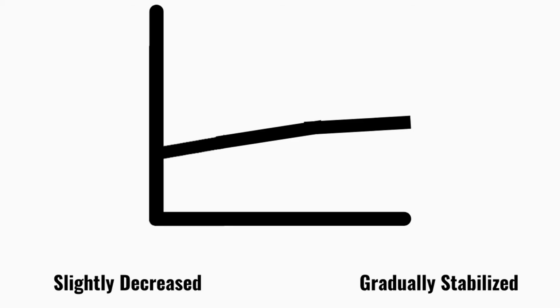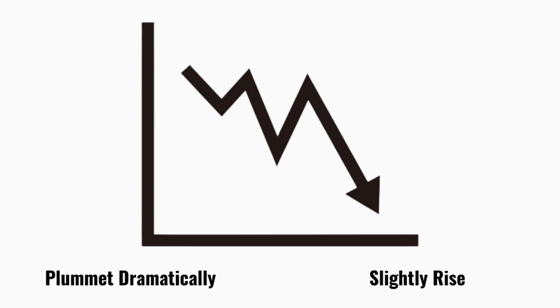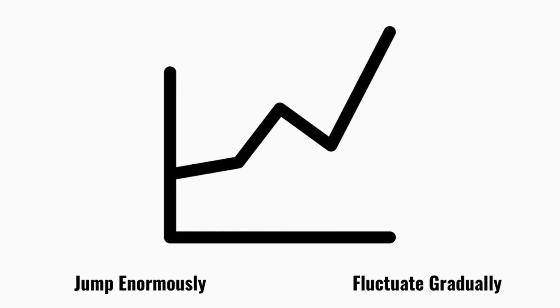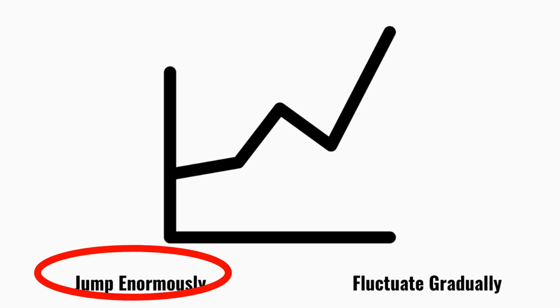Now I'm going to show you 3 graphs, and I'll give you 2 possible choices to describe the graph. In these cases, we're going to combine the verbs and adverbs that we've learned to accurately describe the graph's movements. In the first example, we have gradually stabilized. The second example is plummeted dramatically. And finally, our third example showed jumped enormously.